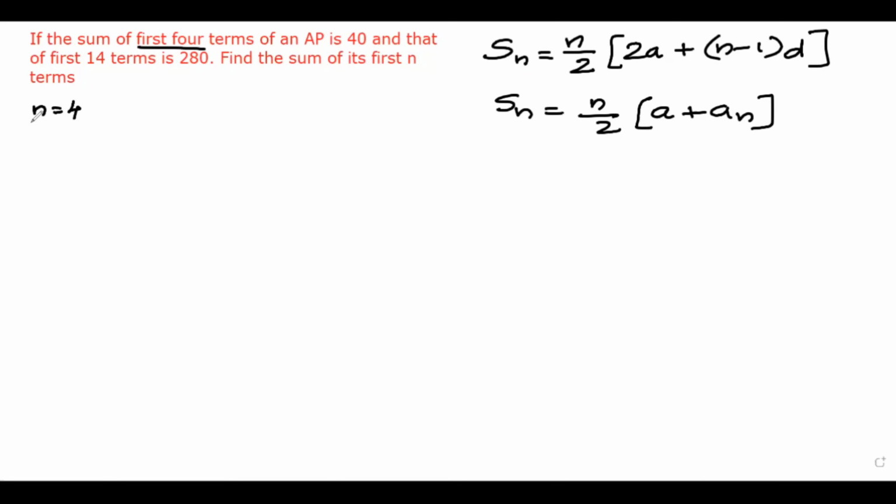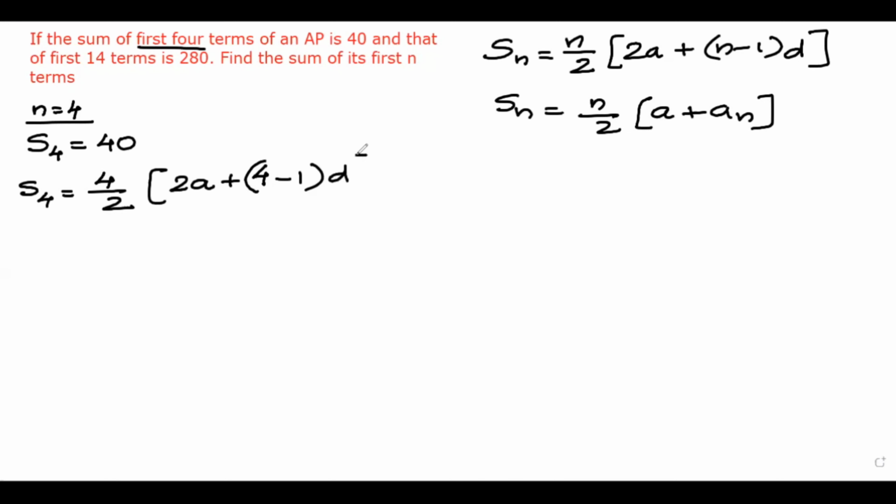It is given that the sum of the first four terms of an AP is 40. So n is equal to 4, which means S4 is given as 40. So S4 is 4 by 2. See, we are applying this equation: n by 2 became 4 by 2 into 2a plus, in place of n, I have to give 4, n minus 1 into d. We know nothing about the values of a and d, so we put it like that. Now it is given as 40.